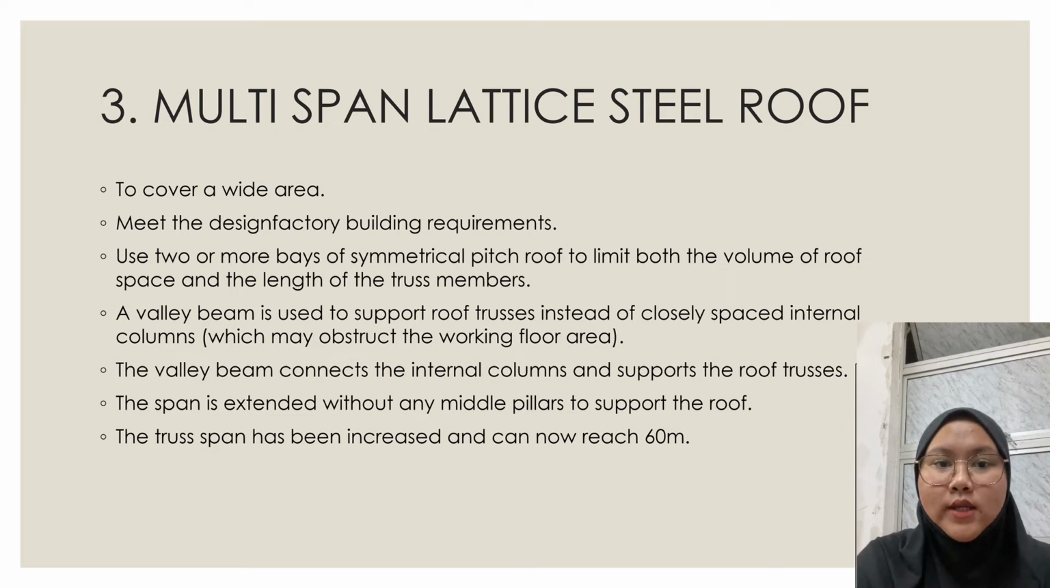Use 2 or more bays of symmetrical pitch roof to limit both the volume of roof space and the length of the truss members. A valley beam is used to support roof trusses instead of closely spaced internal columns, which may obstruct the working floor area. The valley beam connects the internal columns and supports the roof trusses. The span is extended without any middle pillars to support the roof. The truss span has been increased and can now reach 60 meters.